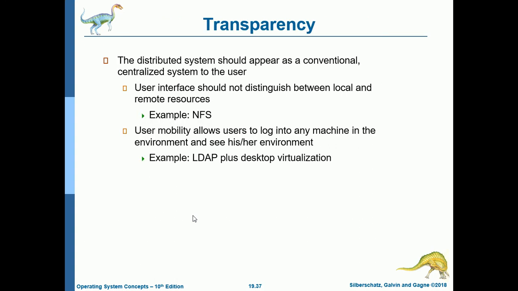So next we have transparency. The distributed system should appear as a conventional centralized system to the user. So the user must not know that it is composed of many machines. So the user interface should not distinguish between local and remote resources. An example of that is the Network File System, or NFS.